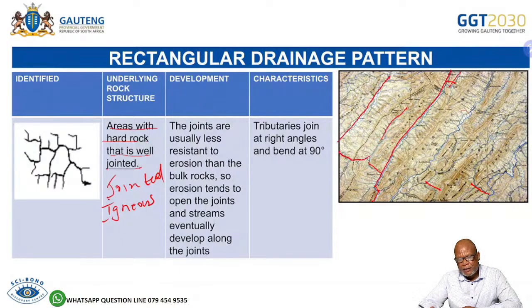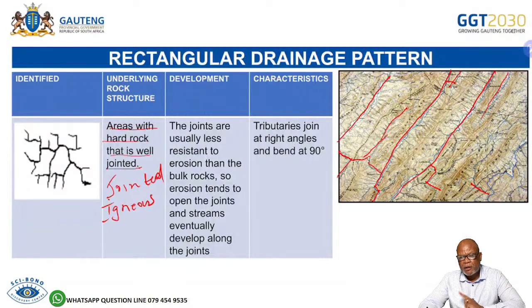So why is that happening like that? If you follow it like that, you can see the streams are a little bit parallel to each other as well, just like in your trellis pattern, and those 90 degrees bends that you can see. So the tributaries join the mainstream at 90 degrees. The mainstreams are also flowing parallel to each other, and the mainstream also has a 90 degrees bend.